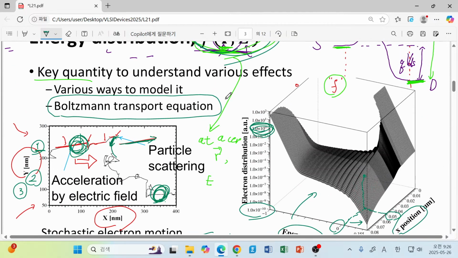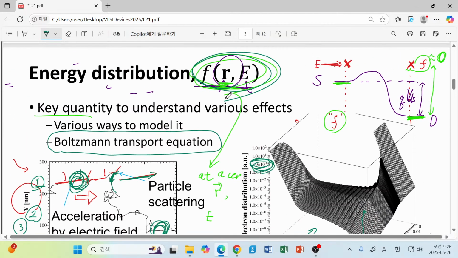So simply speaking, many physical phenomena in our device physics can actually be well explained by this distribution function. The sole reason for all the kinds of techniques we are using currently is that it is really difficult to get this quantity. So that's the reason why we wanted to simplify it as much as possible.